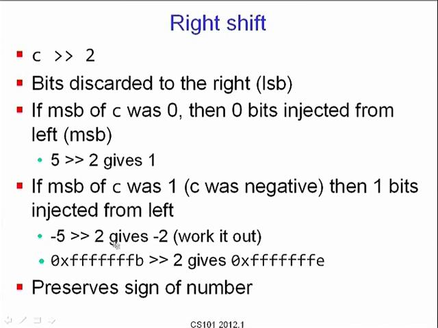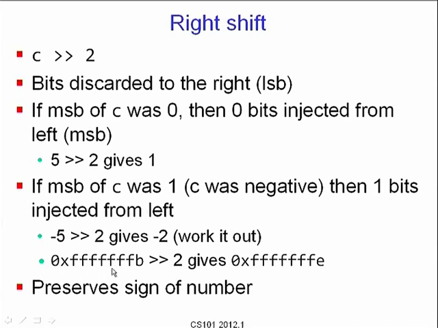And the reason for doing that is to preserve the sign of the number. If you are saying I want to divide minus 52 by 4, you expect a negative number. So that's why, depending on the original most significant bit, the same bit is injected from the left. And this is another benefit of using 2's complement. You can check only the first bit to decide if the number is negative or positive and then do arithmetic accordingly.